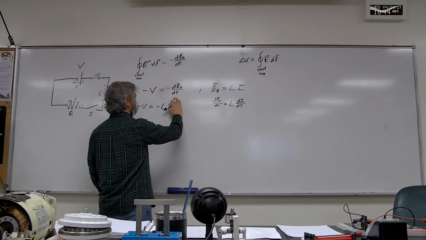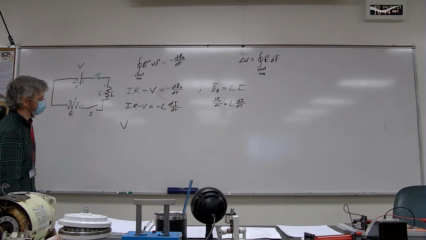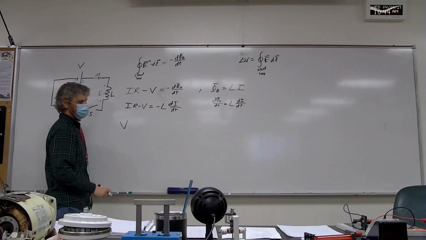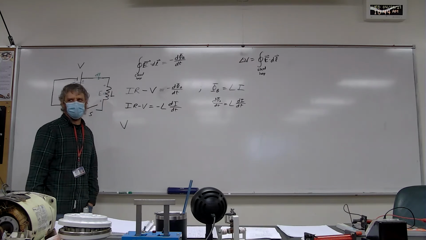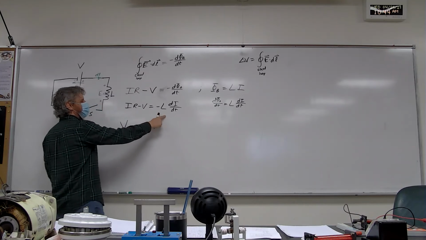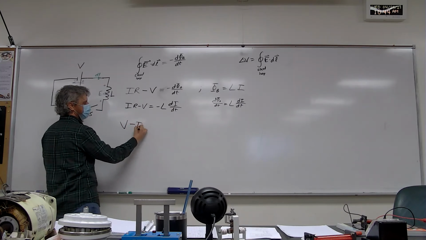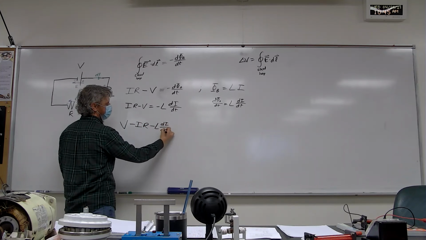That's what I said. That's what it says. Gosh, I need glasses. I don't know how to follow that up. But notice I can rewrite this as V minus IR minus L di dt equals 0.